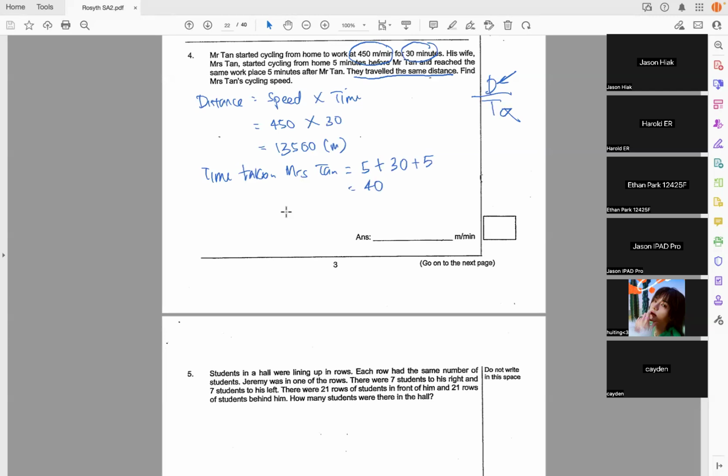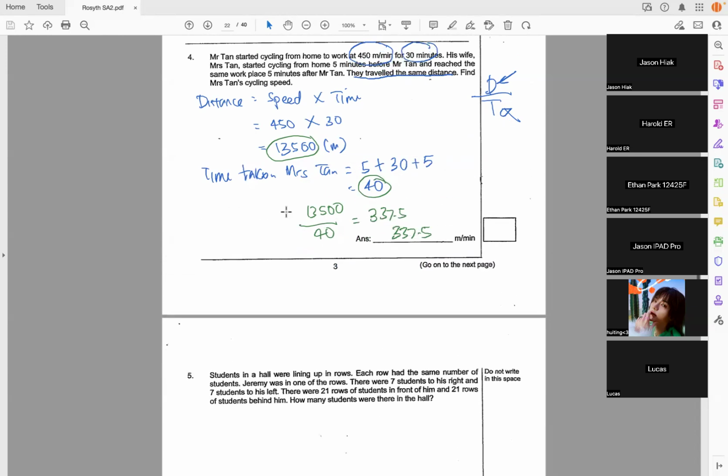Right? Is that office? Yeah, to work. So Mrs. Tan's speed will be distance, which is 13500, over time, 40. And you get 337.5. Answer is 337.5. Okay. Any question? No, we go down to the next one.